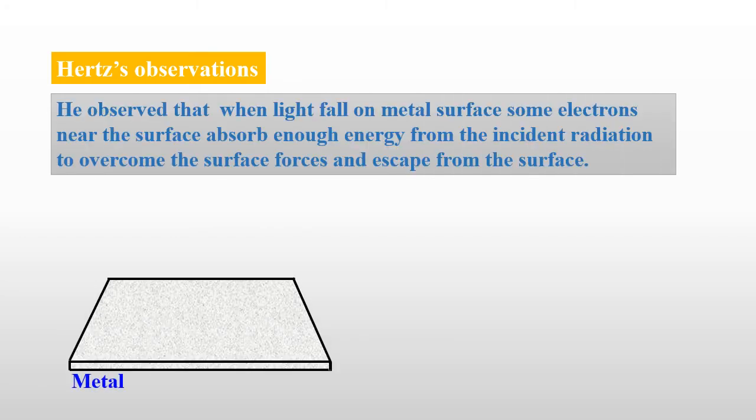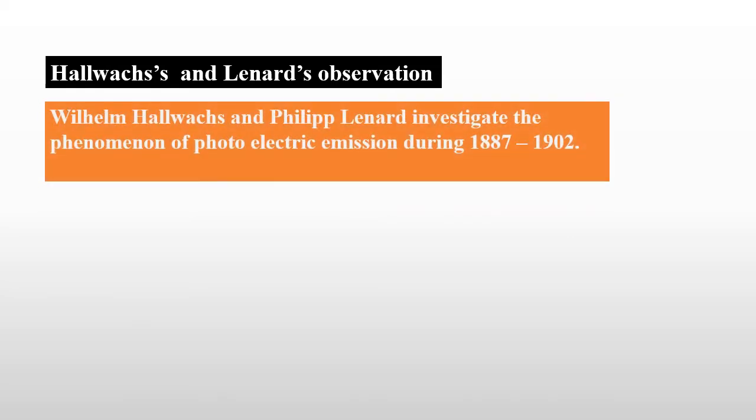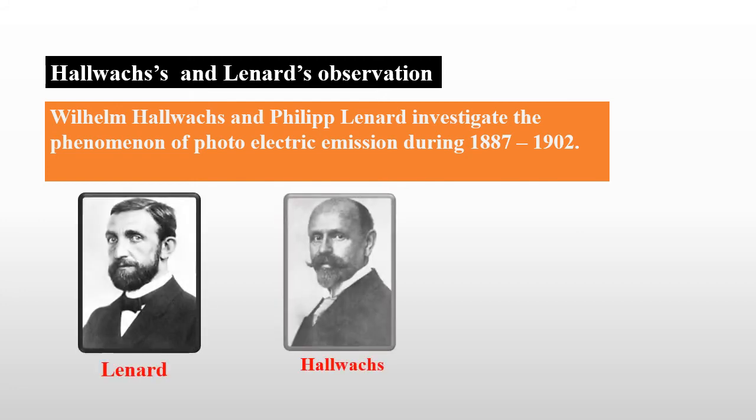Hertz observed that when light falls on a metal surface, some electrons near the surface absorb enough energy from the incident radiation to overcome the surface force and escape from the surface. If this is a metal, the free electrons are there, light radiation is incident, and the free electrons come out. Hallwachs's and Lenard's observations. Hallwachs and Lenard investigated the phenomenon of photoelectric emission during 1887 to 1902.